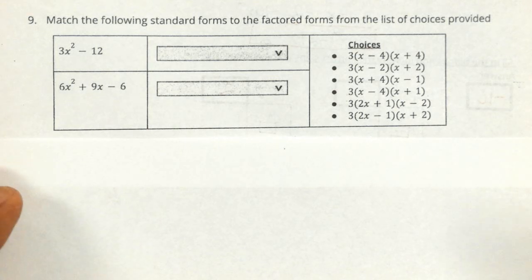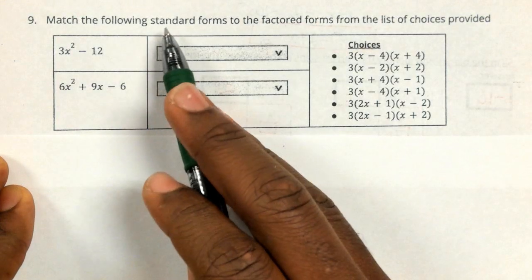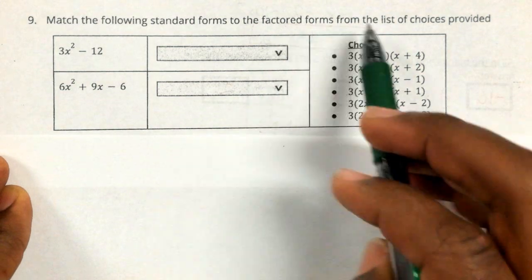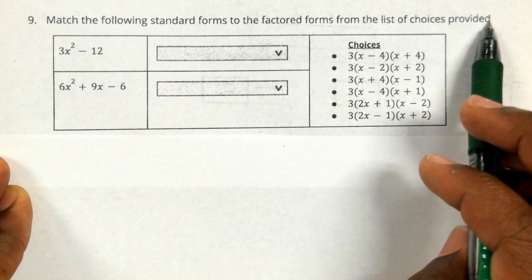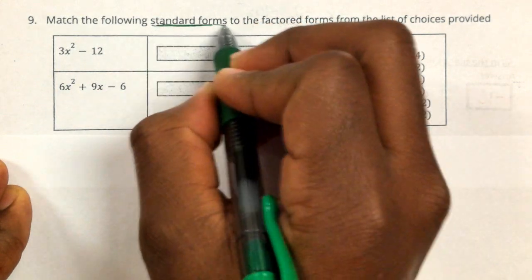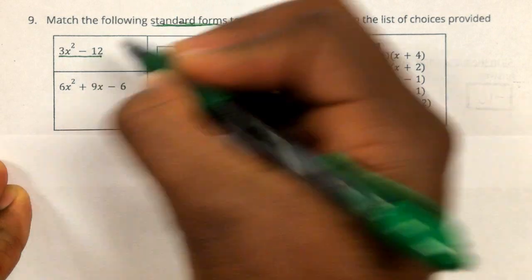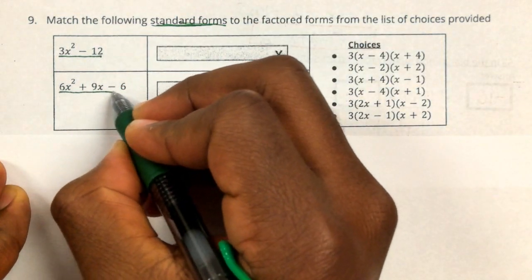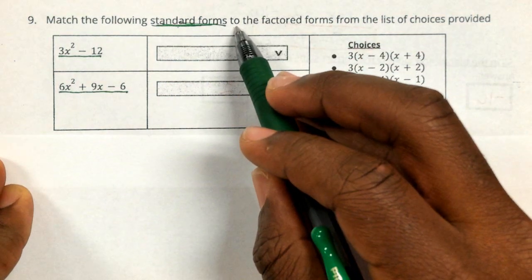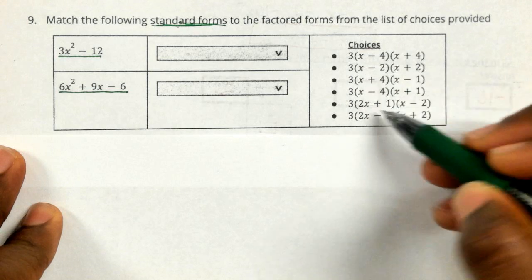Unit 6 mock exemplar question number 9. Match the following standard forms to the factored forms from the list of choices provided. So it says match the following standard forms. All right. So these two expressions right here are written in what form? Standard form. So we need to try to find the factored forms from the list given here.